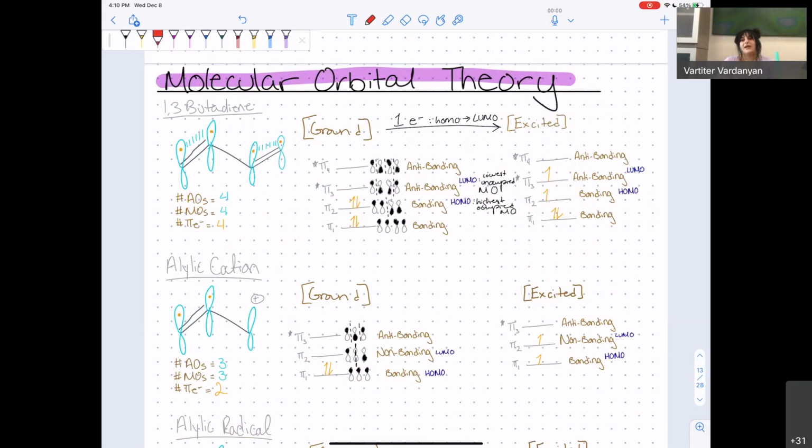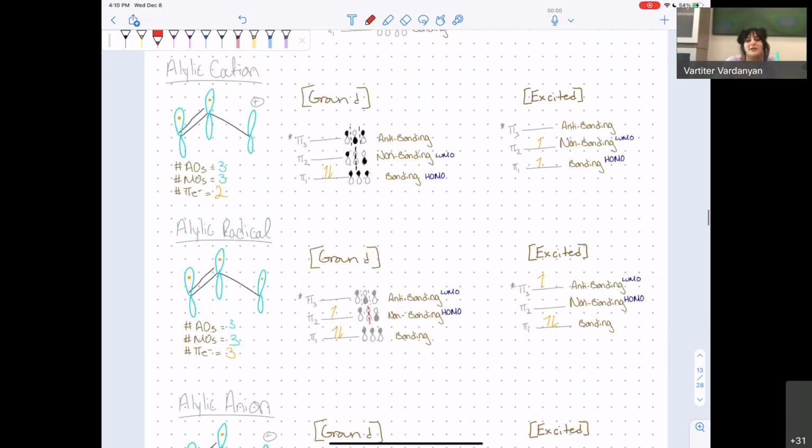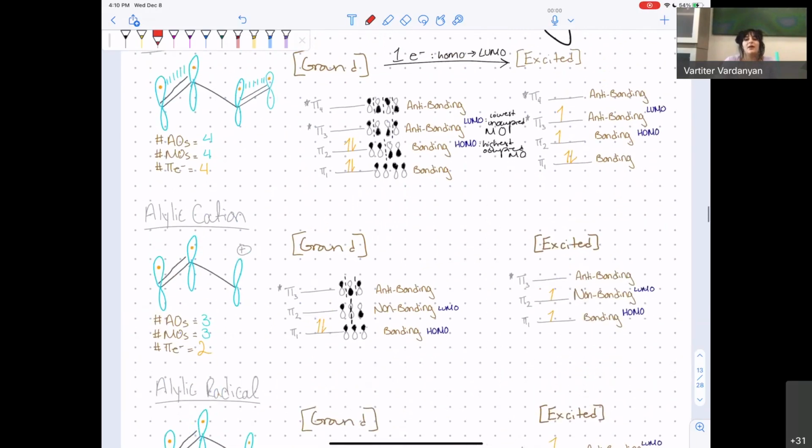So all you have to know is, well, just look at this. I mean, it tells you everything. But the main tricks I want you to know: the LUMO is always going to have 0 electrons in the ground state, and it's always going to have 1 electron in the excited state. And the allylic examples always have a non-bonding orbital, whereas the butane or any diene really is going to have only bonding and anti-bonding.